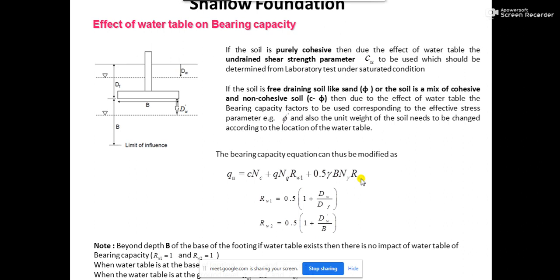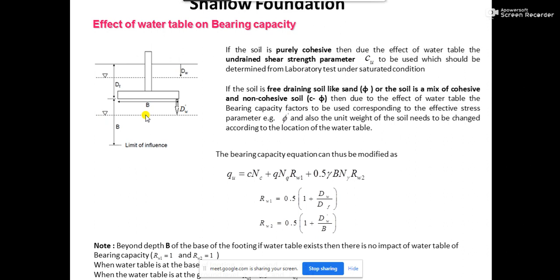You see, for gamma you need to be using the exact value. That is, instead of gamma bulk, you may have to use gamma submerged for this portion of the soil which is below the water table. That soil is basically submerged soil. So you must use gamma bulk up to this depth, and from here to here you should be using gamma submerged, or let's say gamma saturated.